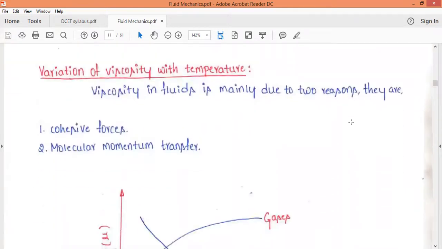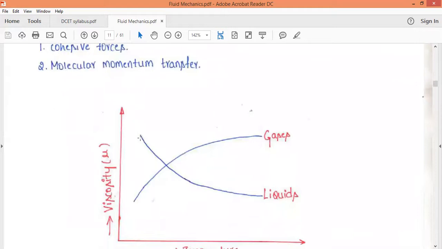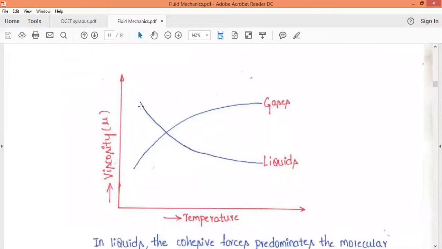Variation of viscosity with temperature. The viscosity in a fluid arises mainly due to two reasons. One is the cohesive force between the molecules, and another one is molecular momentum transfer. Now, let's consider the case of liquids. In liquids, the cohesive forces dominate the molecular momentum transfer, meaning the cohesive forces are much higher in magnitude compared to the molecular momentum transfer. Now, if I supply some heat to the liquids, then the molecules tend to move far away from each other because of the increase in kinetic energy of the molecules. Then the cohesive forces decrease. Hence, for liquids, the viscosity decreases with increasing temperature.